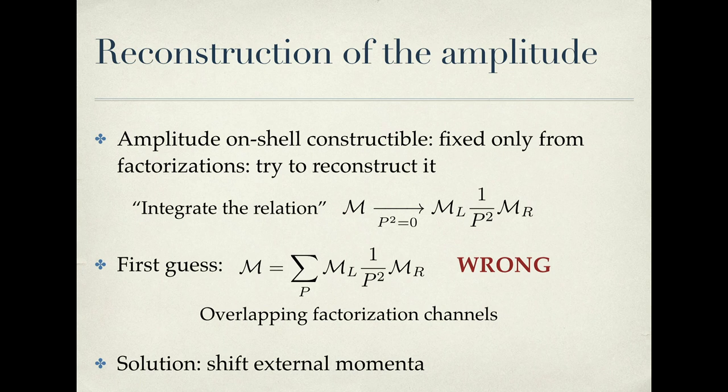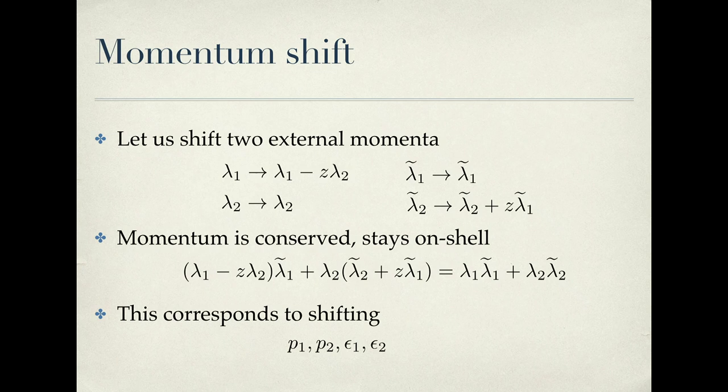But we would like something which satisfies these relations, and the solution is that we have to shift external kinematics and approach these factorization channels in a different way. So let's look at it. Let's choose two momenta, P1 and P2. They are represented by lambda 1, lambda 2, lambda tilde 1, and lambda tilde 2. And let's shift them like that, with some parameter z. Lambda 1 is shifted to lambda 1 minus z lambda 2. Lambda 2 is unshifted, lambda tilde 1 is also unshifted, and lambda tilde 2 is shifted like that.